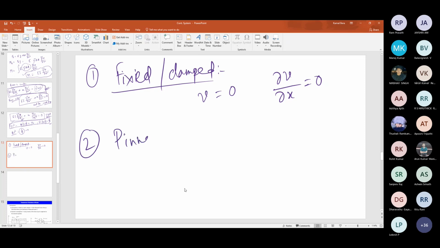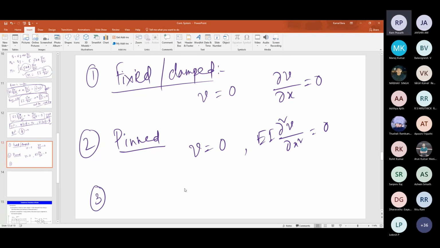If your boundary is pinned, also called simply supported, then V will be 0, but ∂V/∂x won't be 0. Instead, EI ∂²V/∂x² will be 0. Correct? Moment is 0.